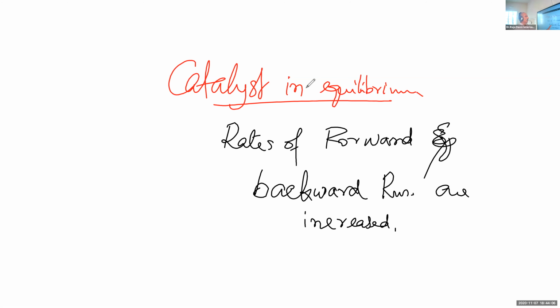So a catalyst will not affect the equilibrium point. It will not affect the equilibrium constant. It will not affect the equilibrium concentration. The only thing is that equilibrium is attained very soon if a catalyst is used, and we can save time. That is the only role of a catalyst on an equilibrium reaction. Okay. That is about Le Chatelier's principle.